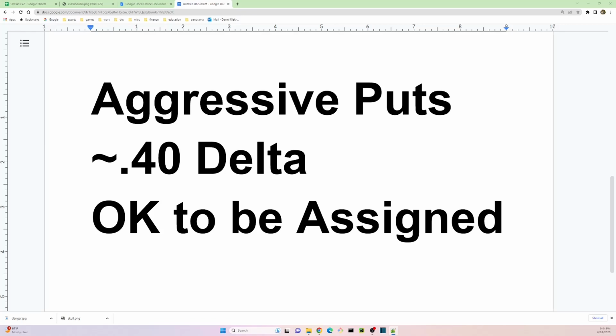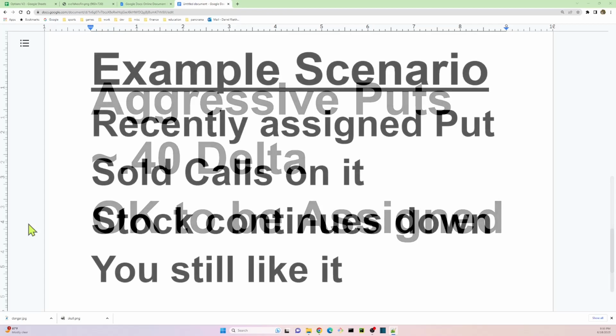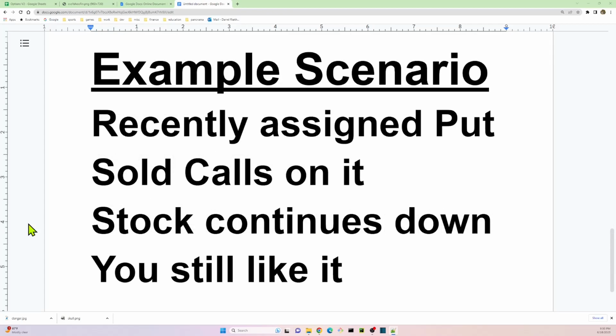Second, be aggressive with the put strike price. Set the strike just below the current price of the underlying stock, because you want to buy more of this stock you're strangling. So look for a delta around 40, which will have a strike just below the underlying's current price.